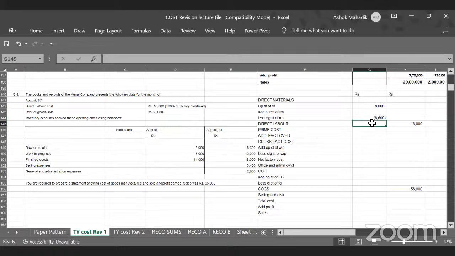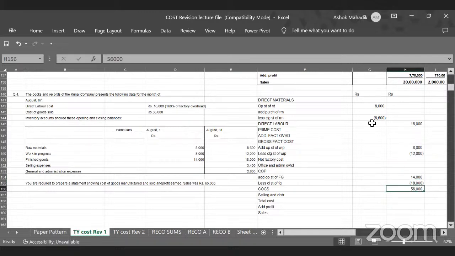Then WIP opening is 8,000, and closing stock of WIP is 12,000. Then finished goods opening is 14,000, and closing stock of finished goods is 18,000. Okay. What else is given?